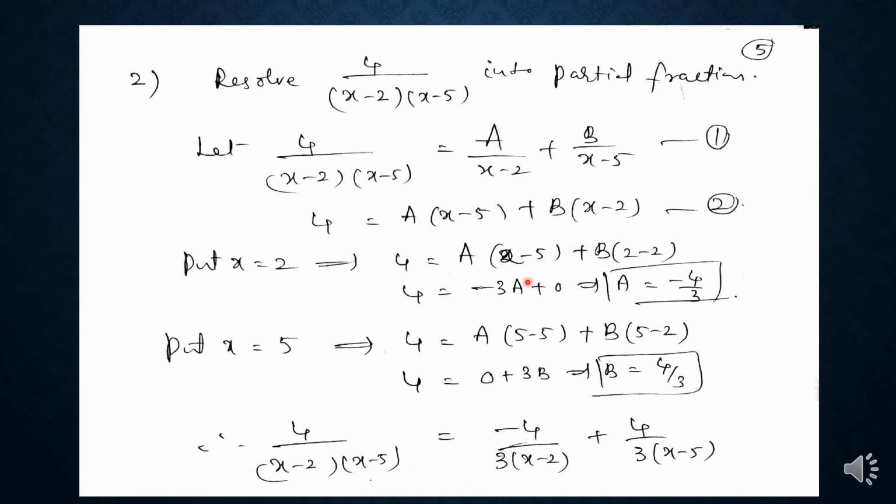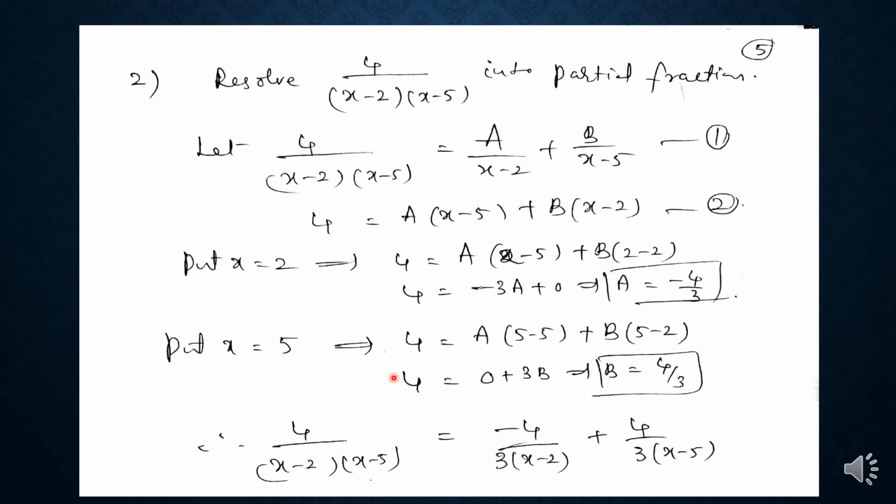That is 4 is equal to minus 3a plus 0, that is minus 3a is equal to 4, so a is equal to minus 4 by 3. Similarly, by putting x is equal to 5, this term becomes 0. So put x is equal to 5, then the equation becomes 4 is equal to a into 5 minus 5 plus b into 5 minus 2. That is 4 is equal to 0 plus 3b, b is equal to 4 by 3. So a is equal to minus 4 by 3 and b is equal to 4 by 3.